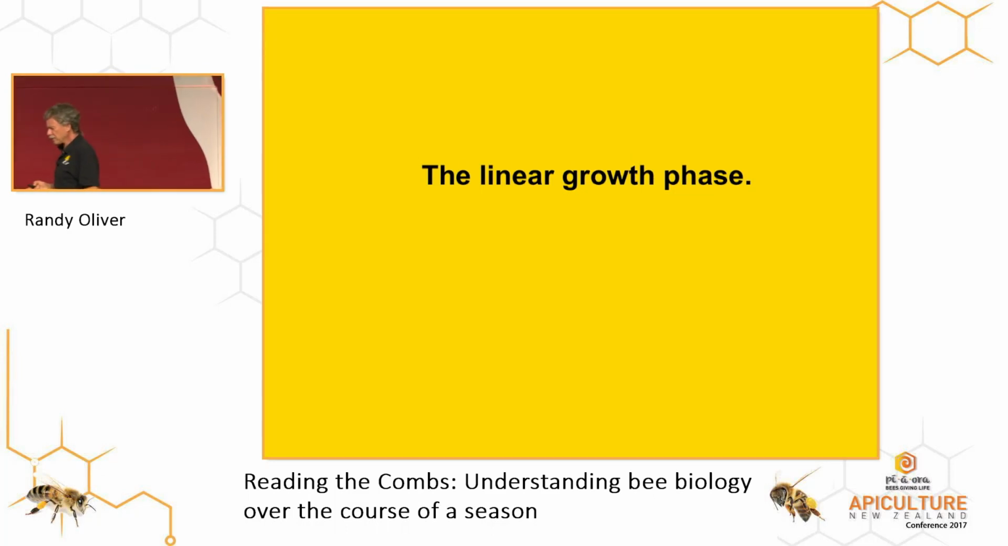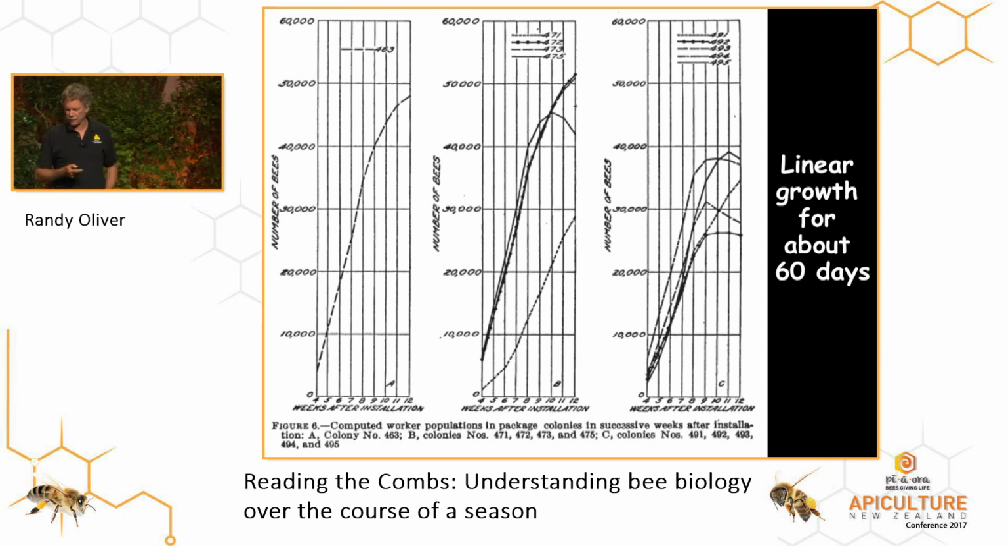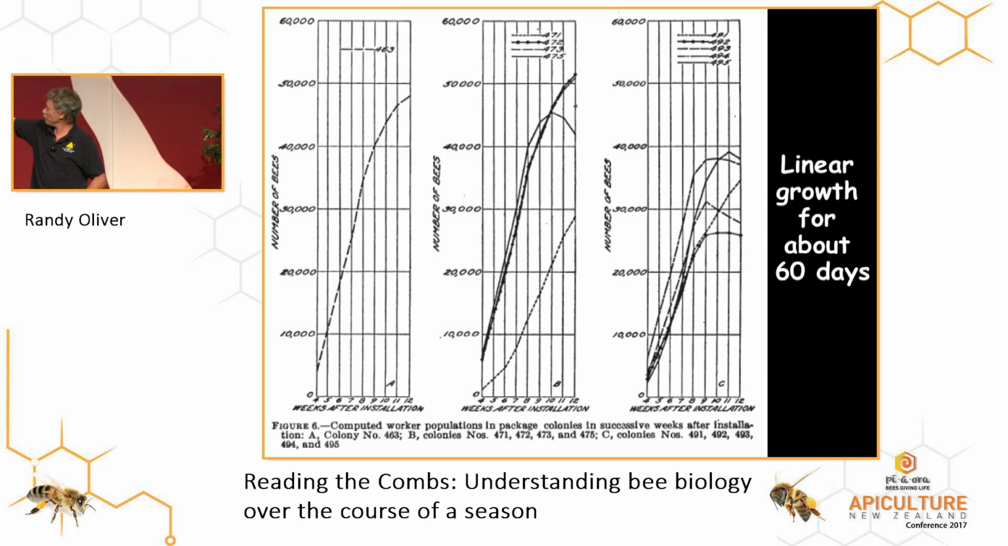Now, once they've done the spring turnover and they've established a brood nest where they have 3 or 4 frames of brood, then they enter this new phase, the linear growth phase. And here's some data from a guy named Nolan back in the 1920s, a USDA researcher. What he shows is just a straight linear buildup. There is no curve at all. It's straight linear buildup for about 60 days, and then the attrition rate of the adult bees comes into equilibrium with the recruitment rate, and the colony population starts to top out.